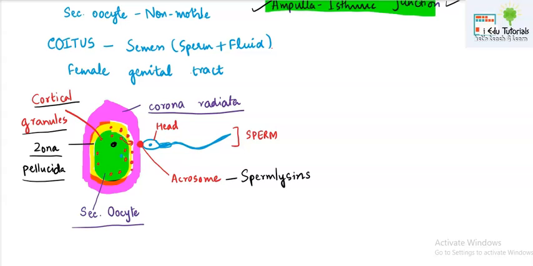Now why are they coming out? Because they are doing a reaction which is known as the cortical reaction. The cortical reaction is the one where cortical granules come out of the secondary oocyte and prevent further sperms from coming in contact with the same secondary oocyte.